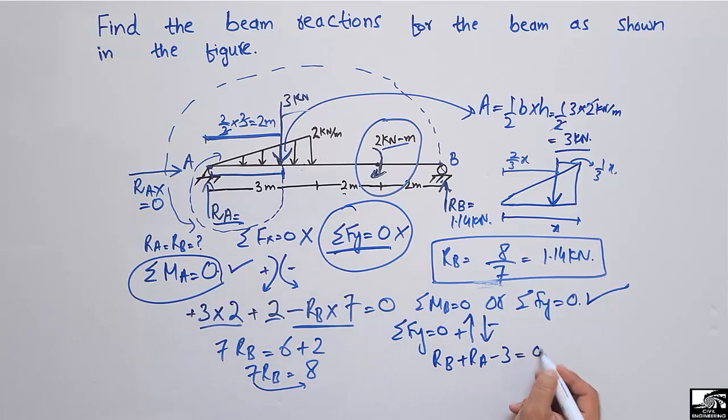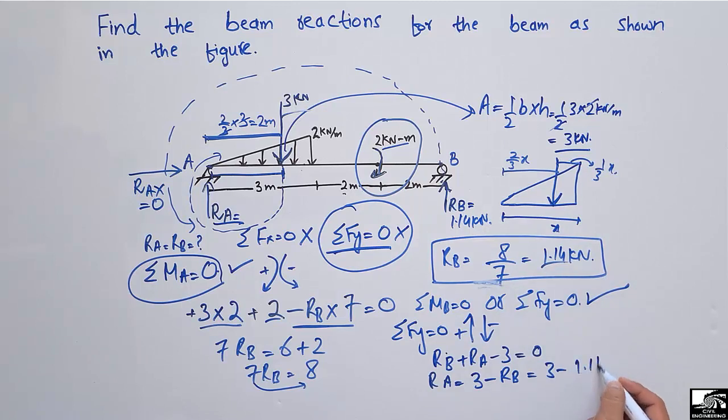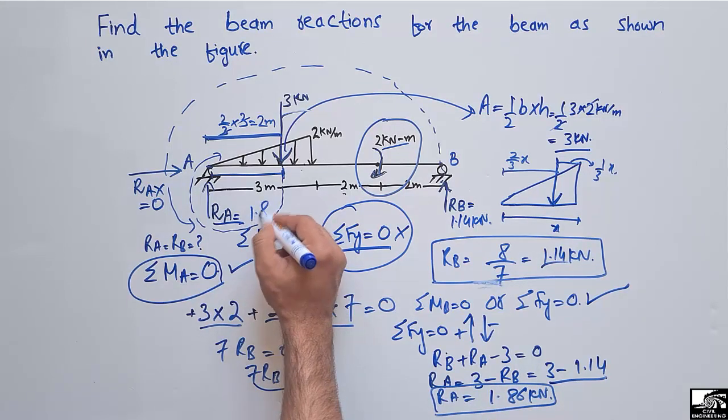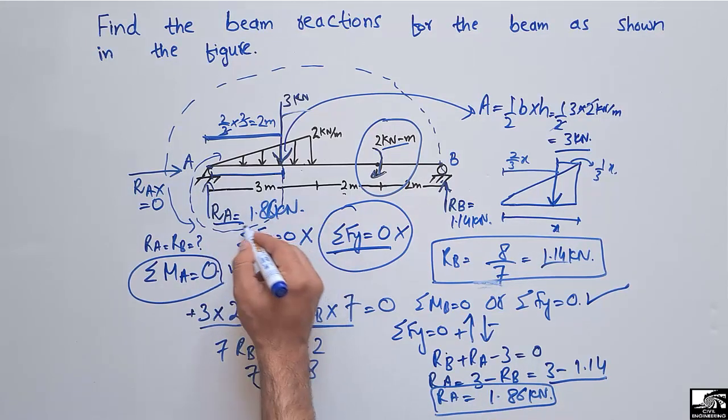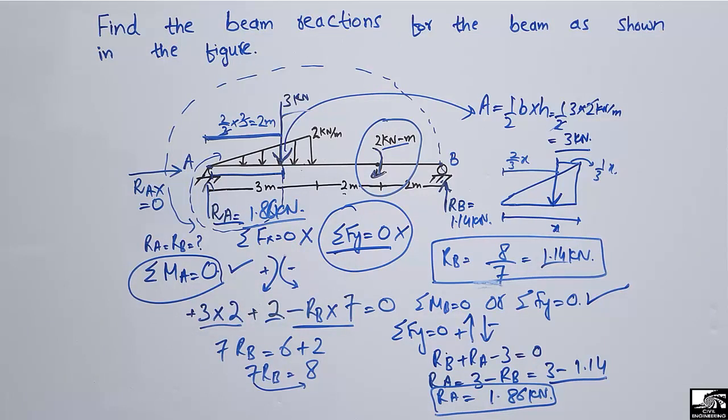So summation of all the vertical forces is equal to 0. So RA comes out to be, if we shift this RB and negative 3 into the right side, it will become 3 minus RB, or we can see 3 minus 1.14. So RA comes out to be, if we subtract this value, 1.86 kilonewton. So this is the RA, 1.86 kilonewton. So we find out both the support reactions.